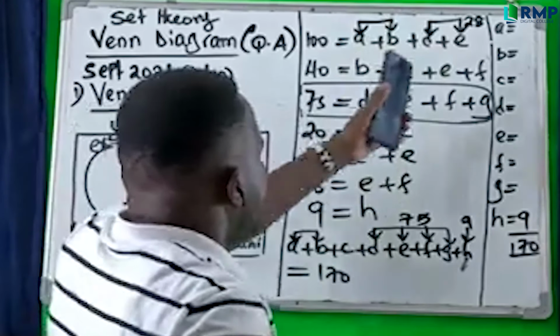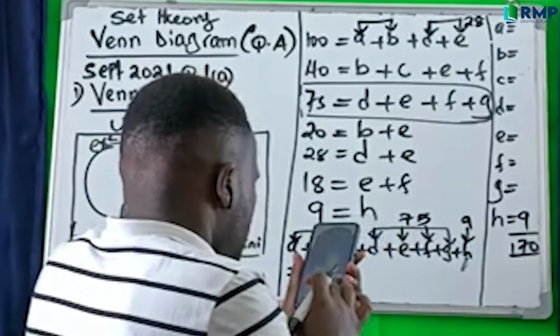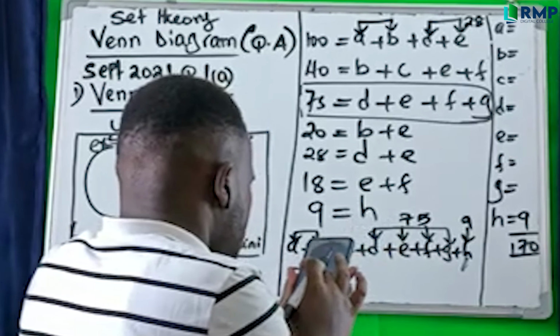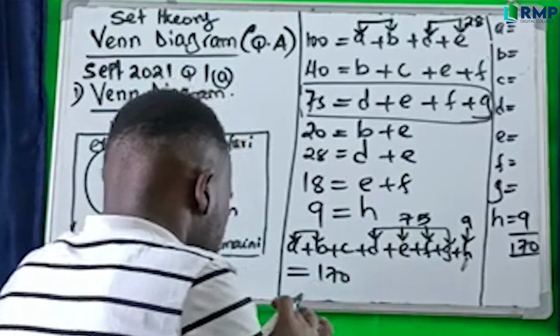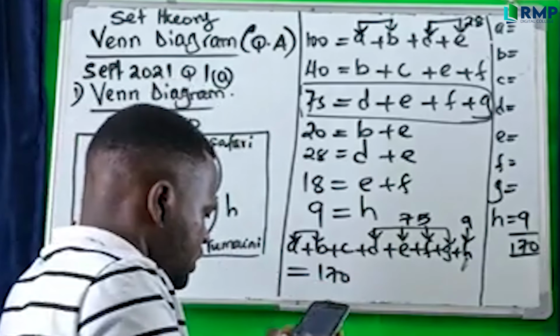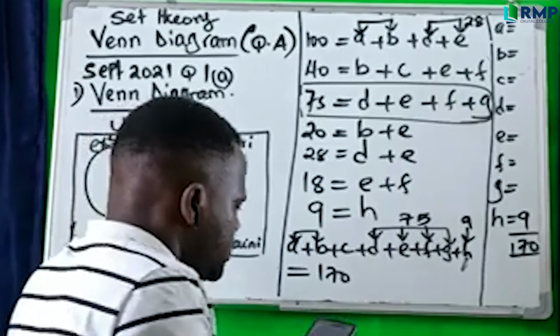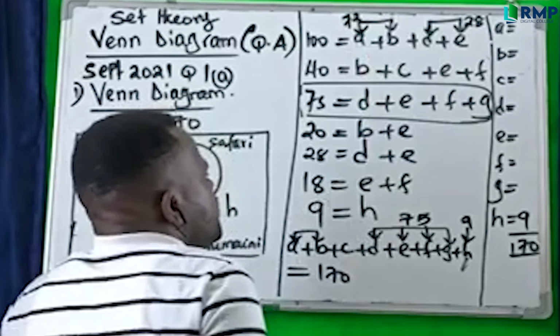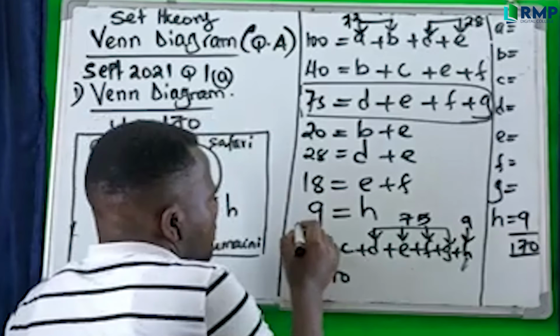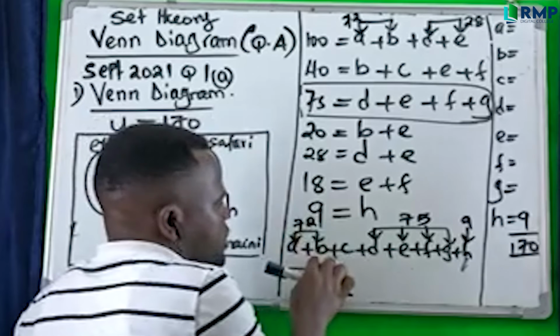So 100 minus 28. Let me do it using this calculator. 100 minus 28, I'm getting 72. So A and B is 72. So if I put A and B here, A plus B is 72.